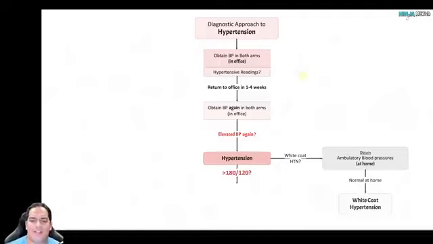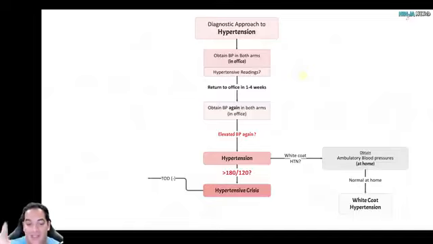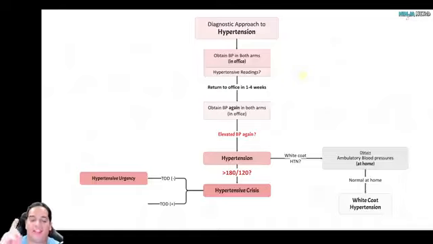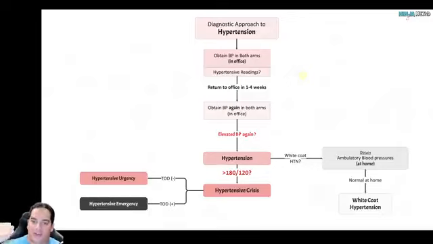The last thing is if a patient has a blood pressure of greater than 180 over 120, you have to then suspect, do they have a hypertensive crisis? Is there no target organ damage? Oh, then it's a hypertensive urgency. Is it positive target organ damage? Then it's a hypertensive emergency. And that's how we would go about determining a patient's diagnosis of hypertension, ruling out white coat hypertension, and determining if they have a hypertensive crisis and which type of that crisis it is.